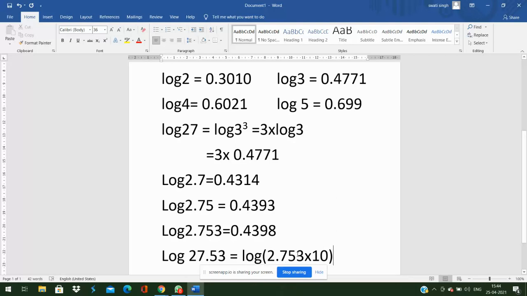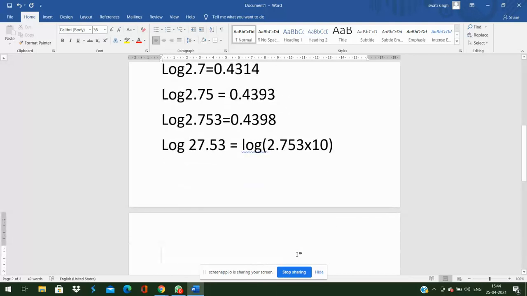We know log A into B, as I told you. Log A into B is what? It will be log A plus log B. So the value of log 2.753, as I told you, is 0.4398. And the value of log 10 to the power 1 is very simple, it will be 1, since the exponent is 1. So its answer will be what?